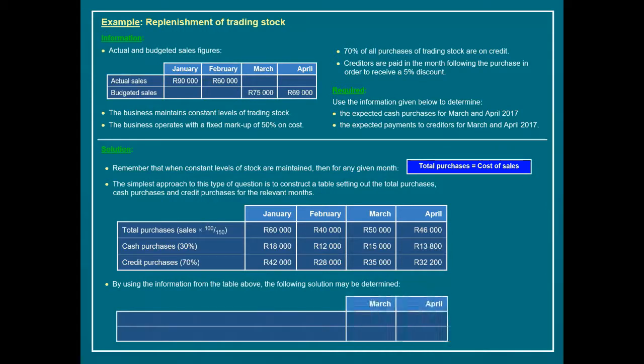By using this information from the table above, the following solution may be determined. We know creditors are paid in the month following the purchase with a discount of 5%, but let's first focus on the cash purchases. For March, it's 15,000, and for April, it is 13,800.